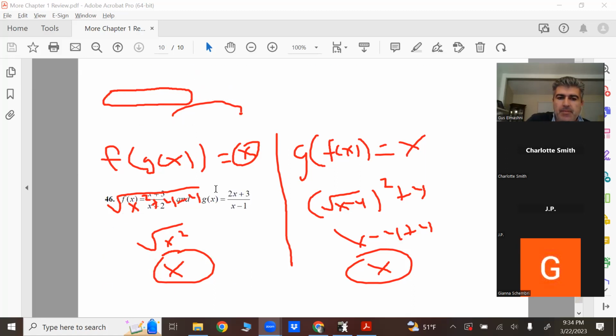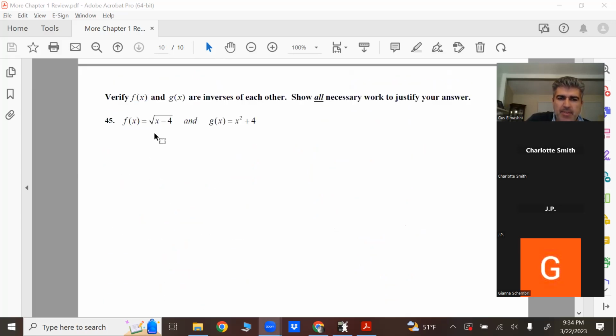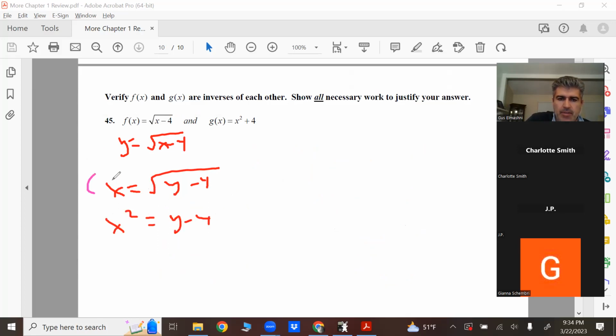And by finding the inverse, you just switch x and y, right? Yeah, so let's do it for this one here. Actually, this one you can't find the inverse. Let's go back to this one. So here y equals root x minus 4. So x equals root y minus 4. Square both sides, because you want to isolate y. And add 4, and voila, you got the answer. x squared plus 4 equals y. There you go.